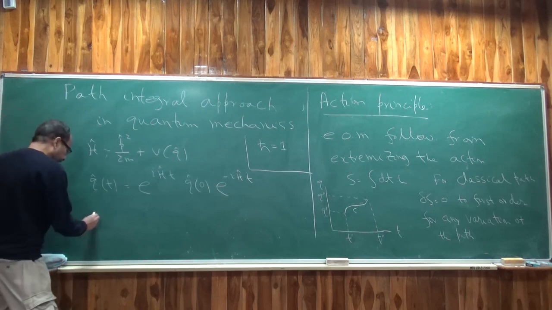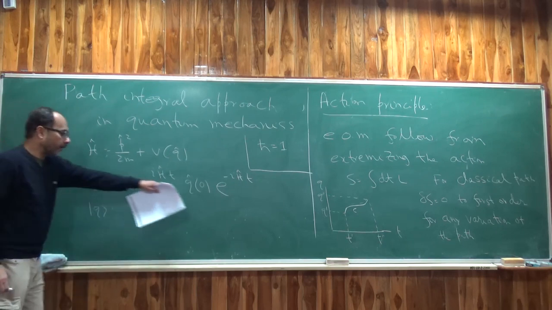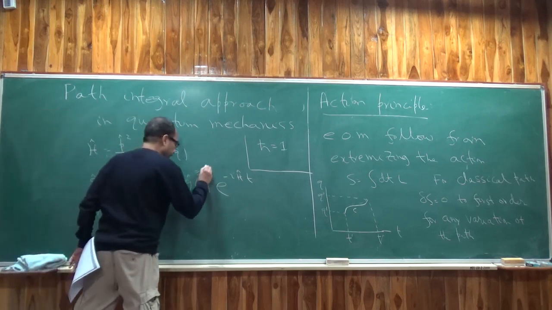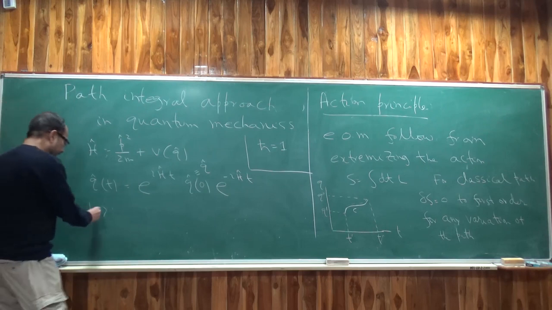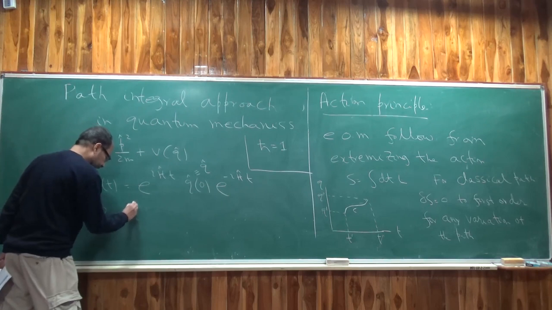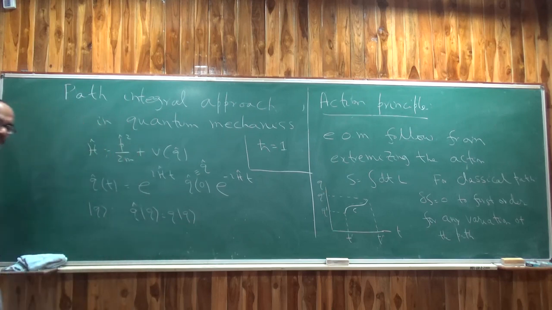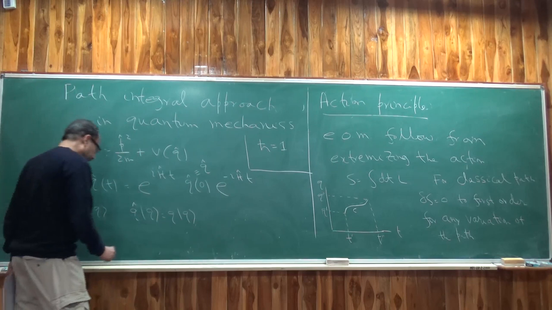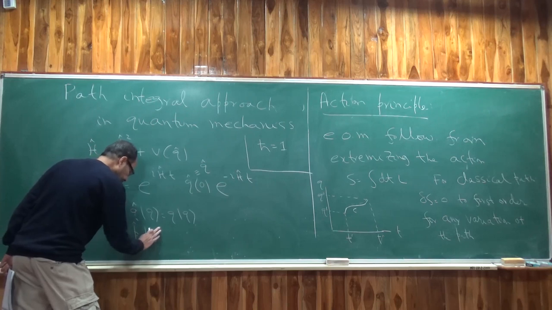We also define |q> as the eigenstate of the q hat operator. If I have not written any argument, that's q hat of t equal to 0. So I'll define this |q> as the eigenstate of the q hat operator with the eigenvalue q. And similarly, I'll define |p'>. The prime will mean that these are eigenstates of the momentum operator.